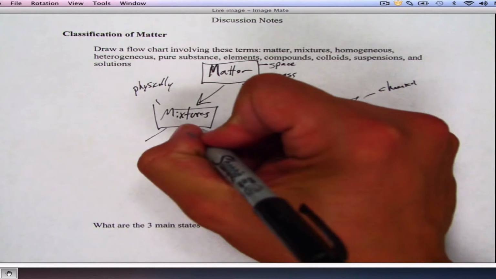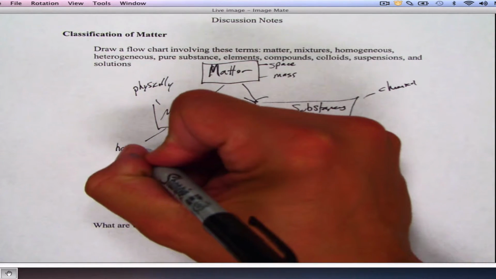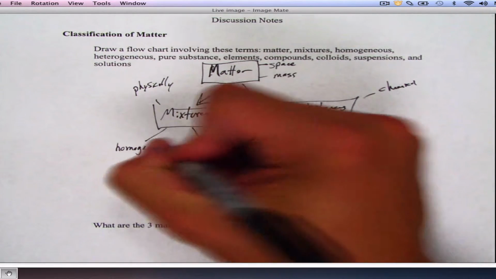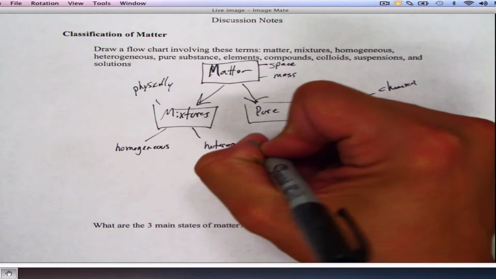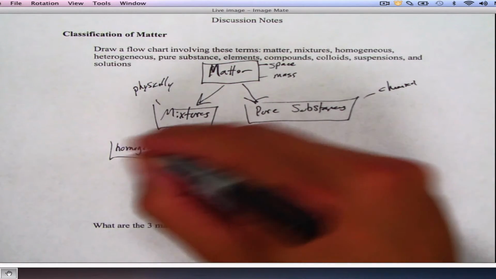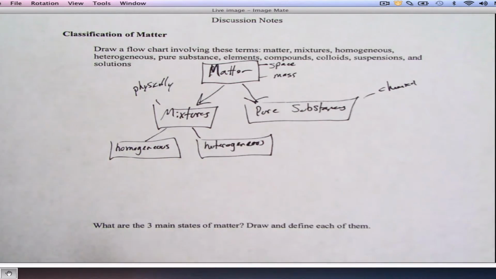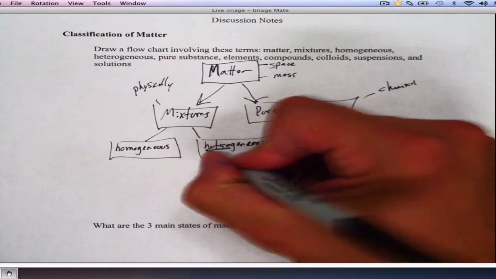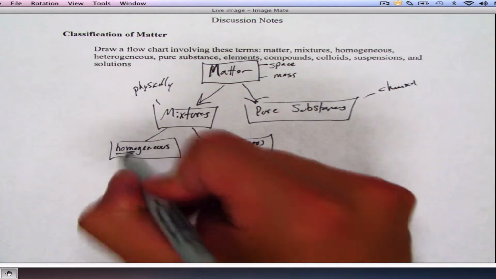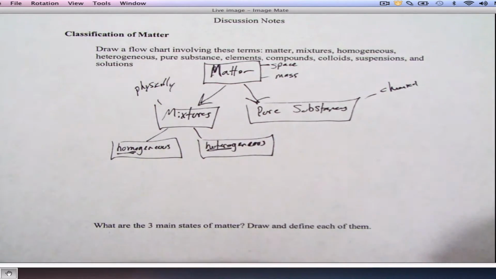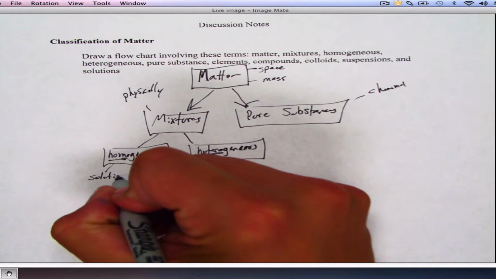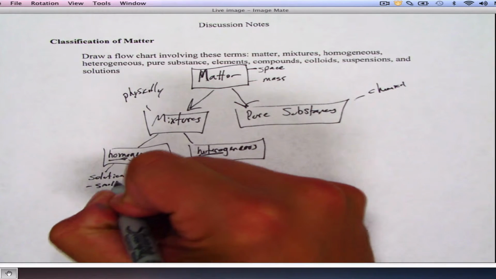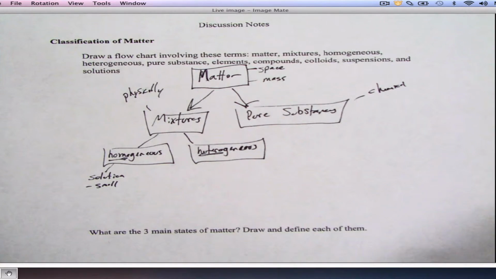Mixtures go into two different parts: homogeneous and heterogeneous. The key thing for telling the difference is that hetero means different, homo means the same. So the same throughout, different throughout. Homogeneous falls into three categories. First, you have solutions, which have very small particles. So it's like Kool-Aid, or maybe lemonade, or soda, stuff like that.